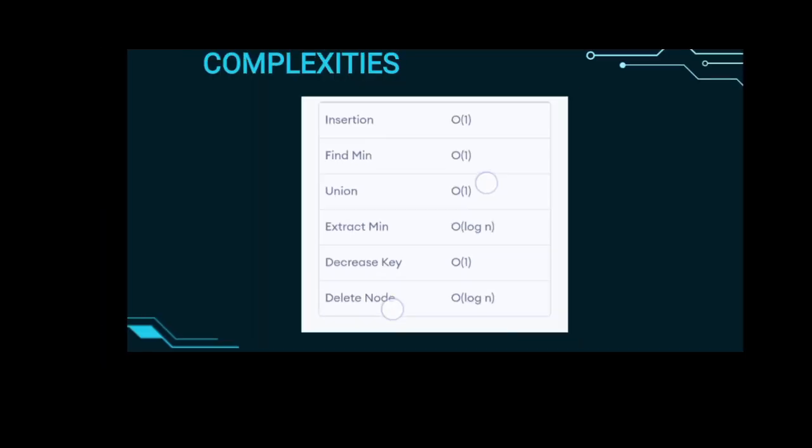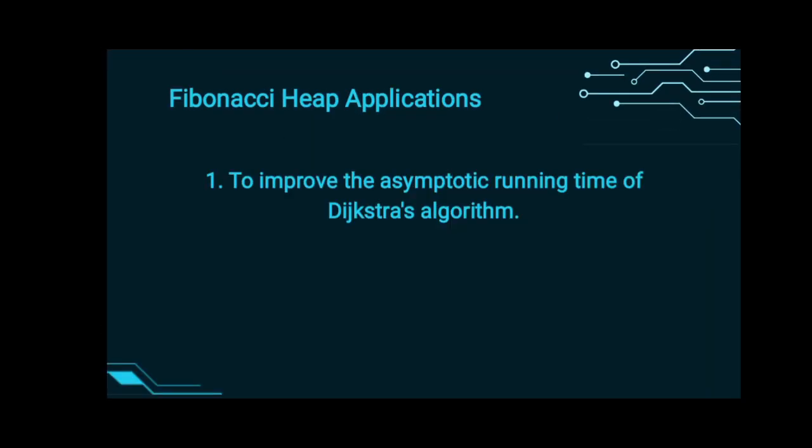Now, we'll move on to the Fibonacci heap application. First is to improve the asymptotic running time of Dijkstra's algorithm. Dijkstra's is used to find the shortest path in a weighted graph. Using a Fibonacci heap, the overall time complexity of Dijkstra's algorithm improves, which is especially beneficial for dense graphs, making the Fibonacci heap a powerful choice for applications like route planning and network optimization.